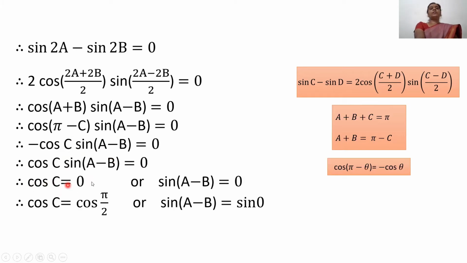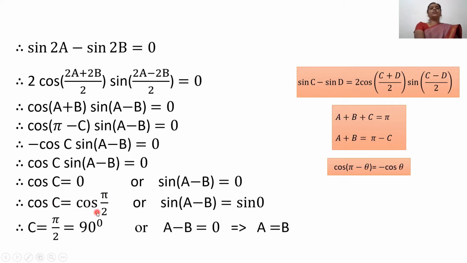Now, this cos C is equal to 0. This cos C is equal to 0 means where the value of cos C is 0, at pi by 2. Therefore, for this 0, you keep the value cos pi by 2. Therefore, in the next step, we will get cos C is equal to cos pi by 2. Here, sin (A minus B) is equal to 0. We will get the value of sin 0 at 0 angle. Therefore, for this 0, in the next step, you keep sin 0. Okay. Now, compare these two equations.